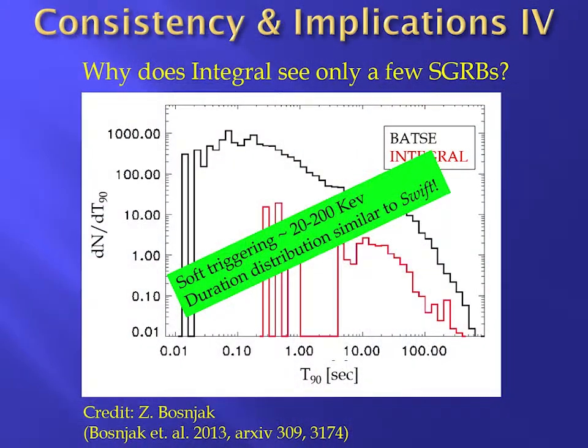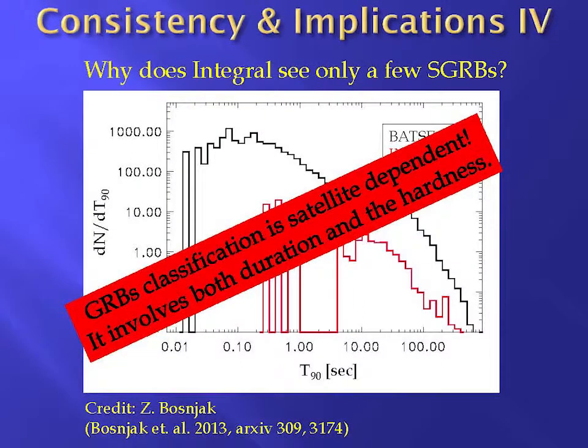So the fact that INTEGRAL has a soft triggering implies that the duration distribution is indeed very similar to Swift, as was expected. So at the end of the first part of this talk, the message that I want you to take from here is that GRB classification is in fact satellite dependent. And it's not only satellite dependent, it involves both the duration and the hardness of the gamma ray burst. And in order to take a sample and do a good classification on it, you also need to know exactly in what window the triggering was made.